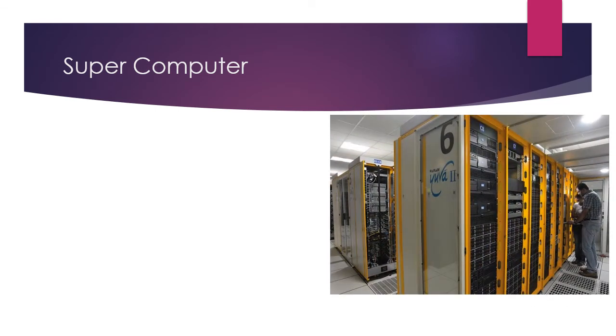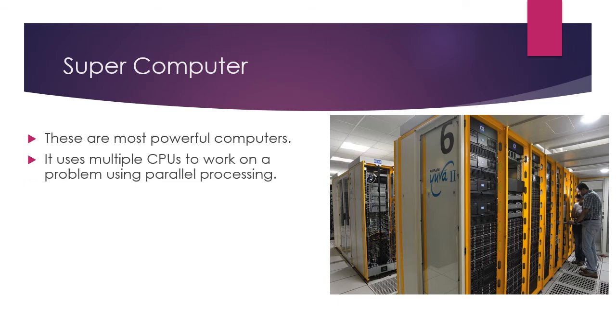Supercomputer. Look at this picture. That's our Param Yuva 2, India's fastest supercomputer. These are the most powerful computers. It uses multiple CPUs to work on a problem using parallel processing. Now, what is parallel processing?